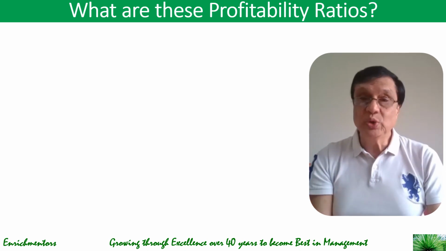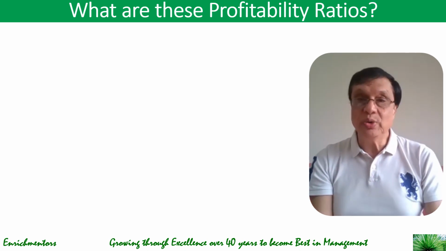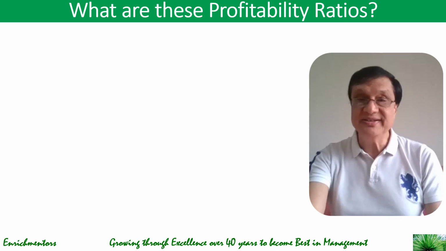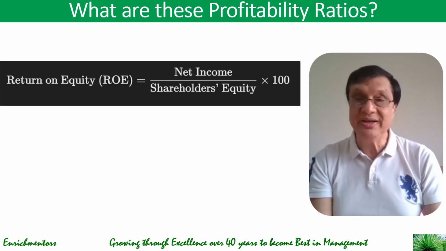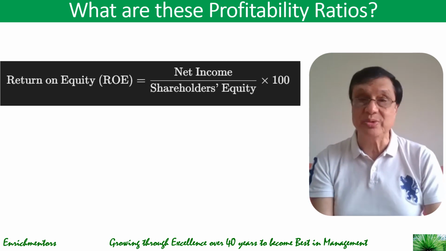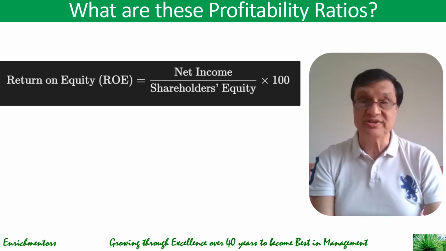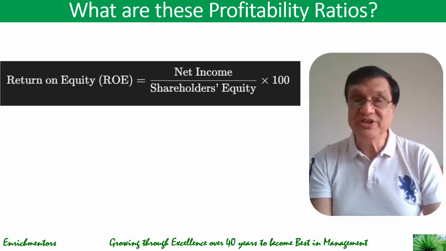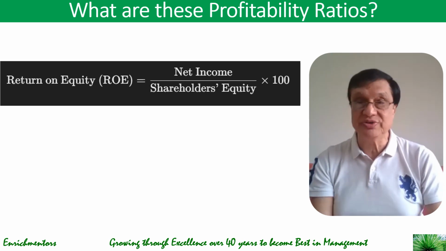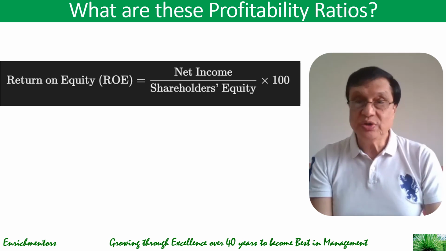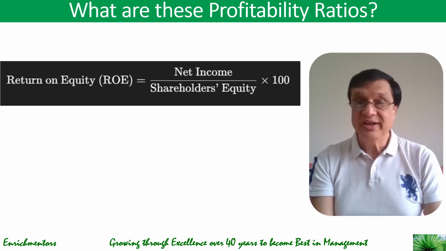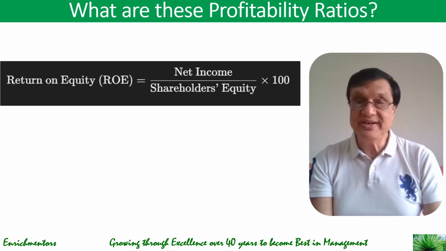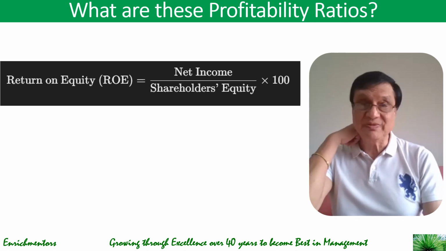The next one we will look at is the return on equity, ROE, and the formula is return on equity equals net income divided by shareholders' equity, times 100%. This measures how effectively a company is using its shareholders' equity to generate profit. It shows the return the investors are getting on their invested capital. Obviously, a higher ROE is typically seen as a sign of effective management and strong financial performance.